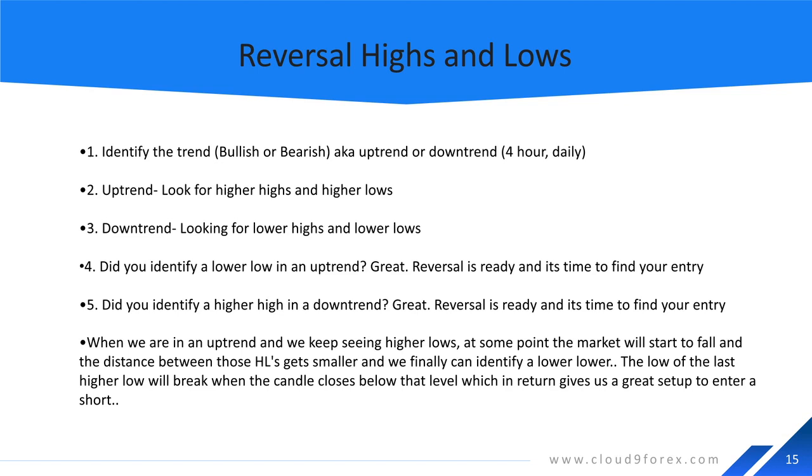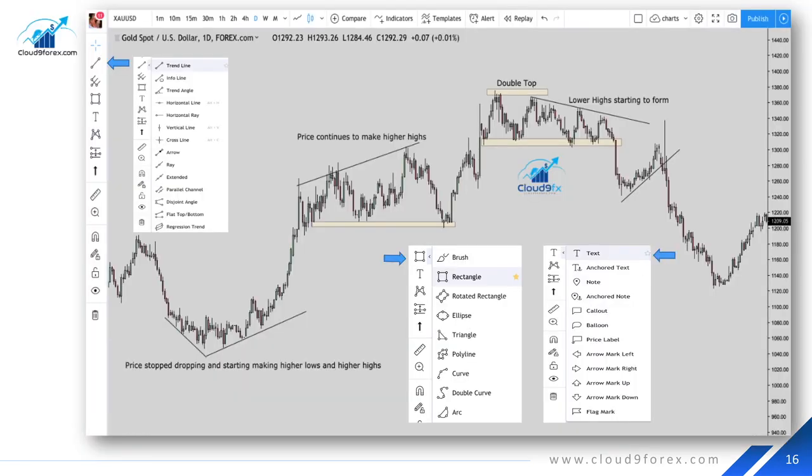When we are in an uptrend and we keep seeing higher lows, at some point the market will start to fall, the distance between those higher lows gets smaller, and we finally can identify a lower low. So the low of the last higher low will break when the candle closes below that level, which in return gives us a great setup to enter a short. So this is what I mean.